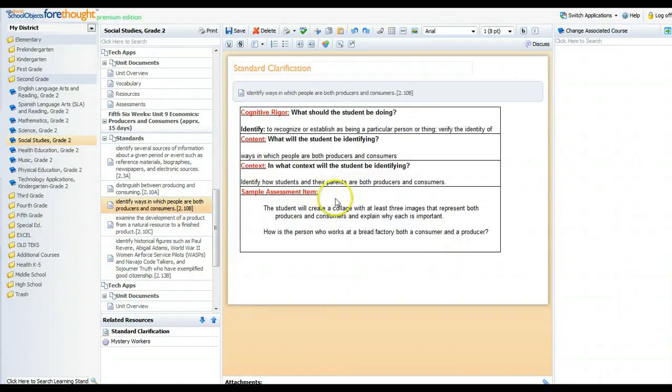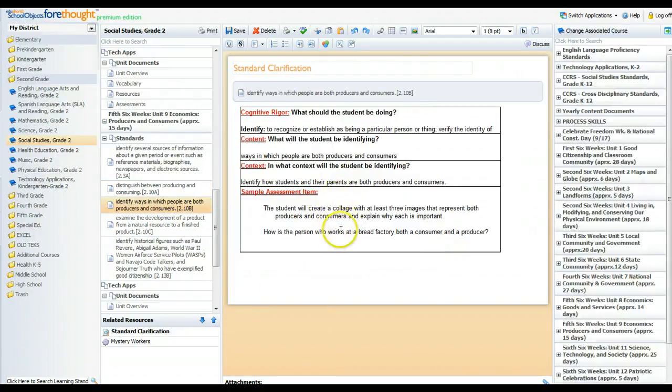I have here: identify ways in which people are both producers and consumers. One of our ideas was that you might want to create a collage with at least 3 images that represent both producers and consumers and explain why each is important. And how is this person who works at a bread factory both a consumer and a producer?